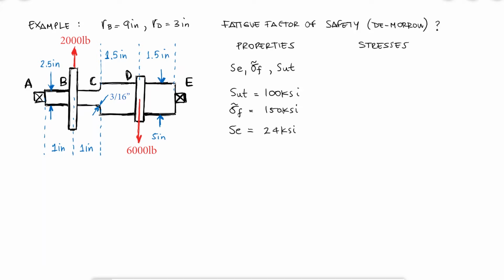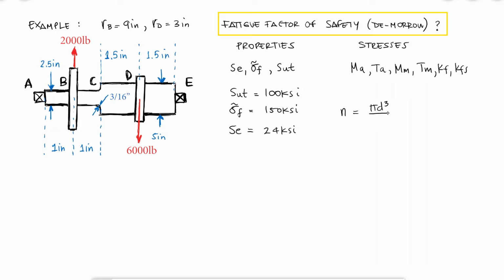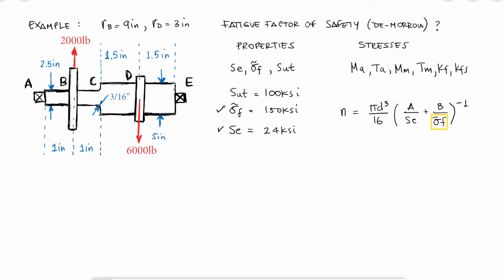For the stresses, particularly for the variables capital A and capital B from the expressions that we derived today and that are used for all of the different criteria expressions, I know that I will need the alternating moment and torque, the mean moment and torque, and the fatigue stress concentration factors for normal and shearing stresses. So to recap, to evaluate the fatigue factor of safety using the DE-Morrow criterion, I need the endurance limit, the true fracture strength, and for the A and B variables, I will need the mean and alternating torques and moments and the fatigue stress concentration factors.